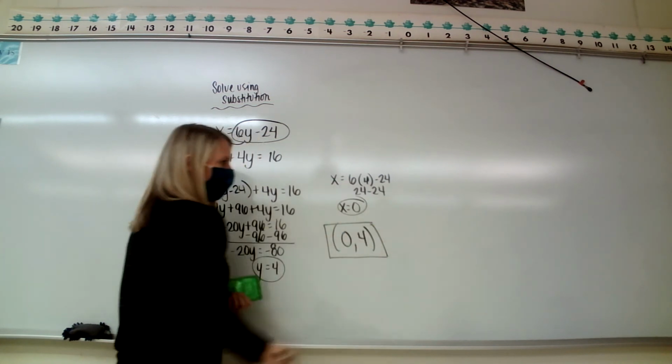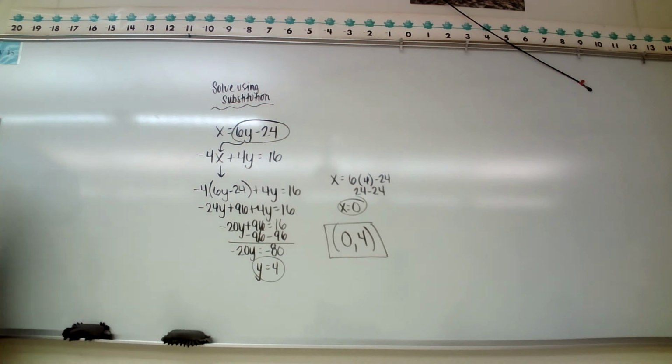I feel like people get freaked out with zeros. It's perfectly fine. Doesn't mean it's going through an axis. It's not a special case or anything like that. It's just 0, 4.